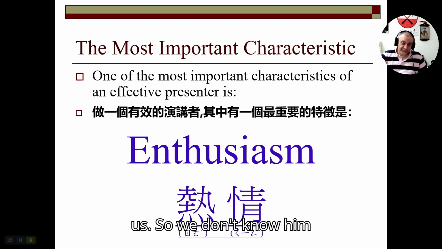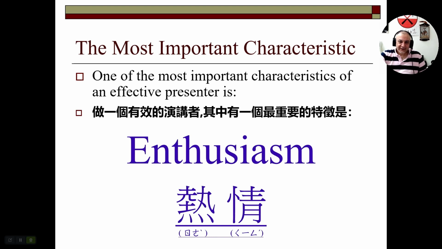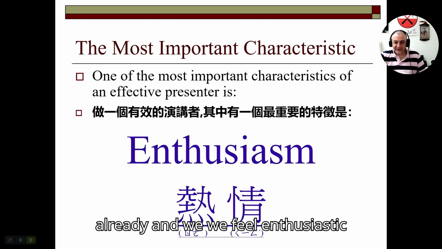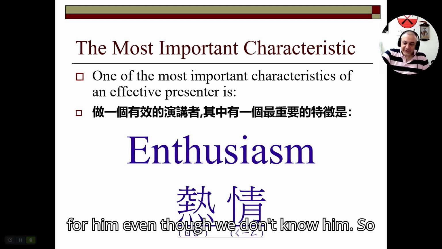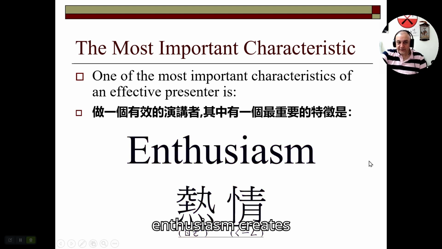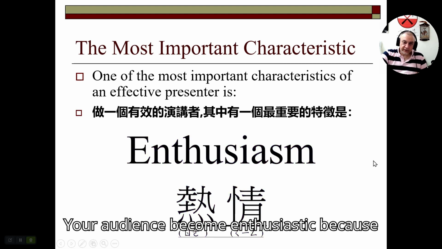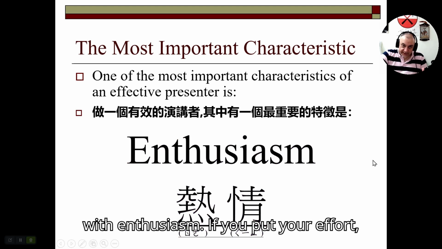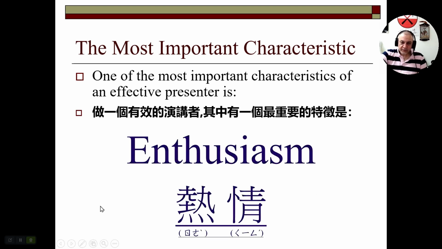So we don't know him. And this event probably was many, many years ago. But, you know, we have a good feeling about this person already, and we feel enthusiastic about him. Maybe we will cheer for him even though we don't know him. So enthusiasm creates enthusiasm. Enthusiasm is transferable. Your audience become enthusiastic because you are enthusiastic. If you deliver it with enthusiasm, if you put your effort, audience will catch that. Audience will pay more attention.